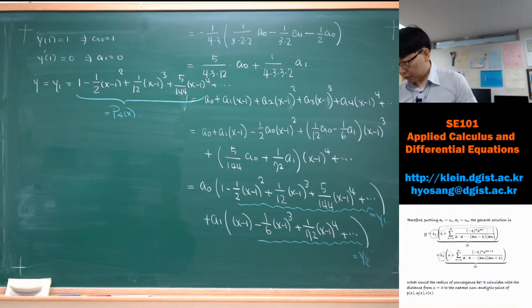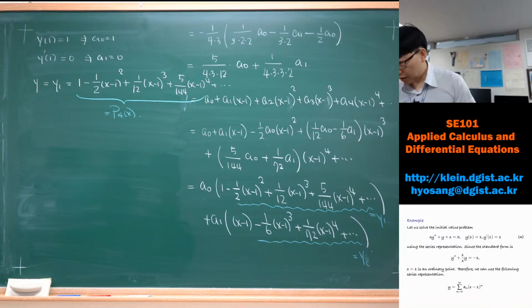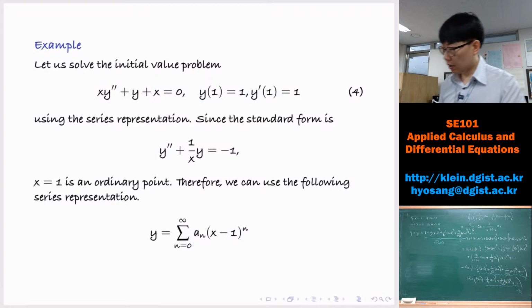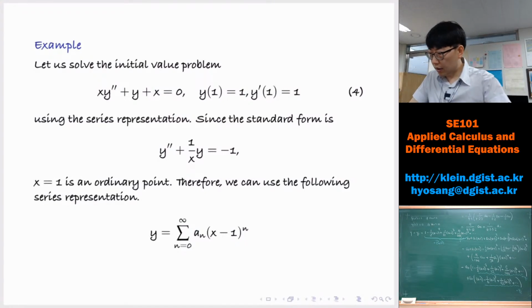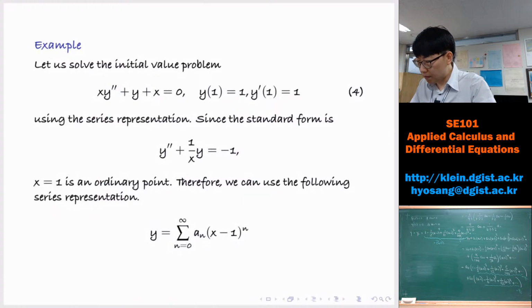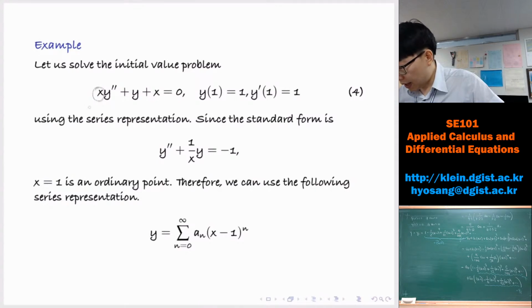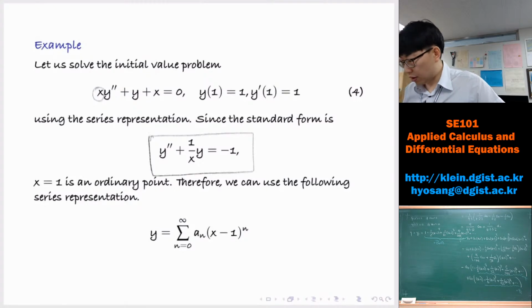So let's look at another example. If you have any questions, please stop me anytime. Here is a question. You have an initial value problem of this form, and now this y double prime has coefficient x. So this is not the correct form to check whether the point is an ordinary point or not. So you have to divide by x on both sides, so you get this differential equation.